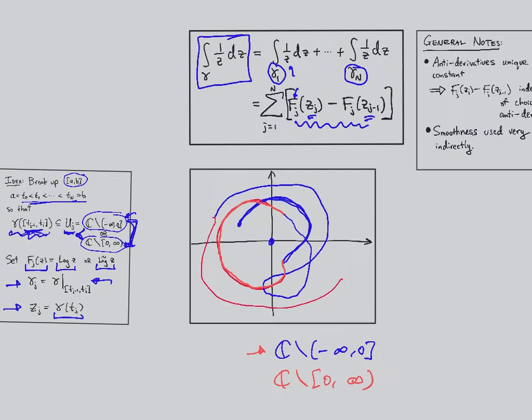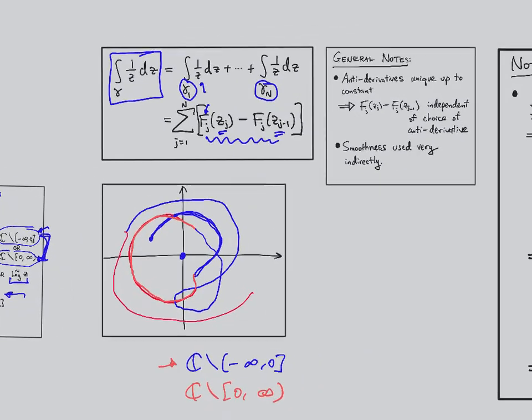And here are some general notes about what we've done here. The antiderivatives of 1 over z, or just any analytic function, are unique up to a constant when they exist. So these differences that we've computed, a difference of values of an antiderivative, are independent of the choice of antiderivative because it's a difference of values. If I changed Fj by a constant, then the difference of two values wouldn't change.